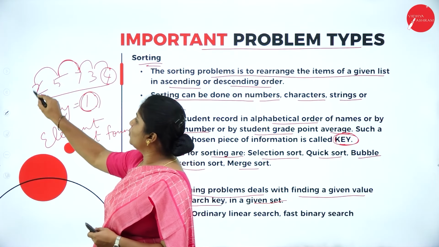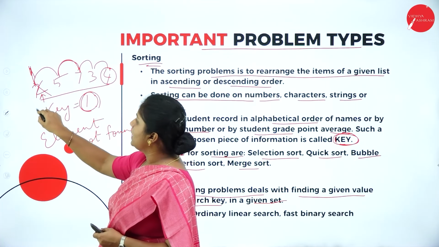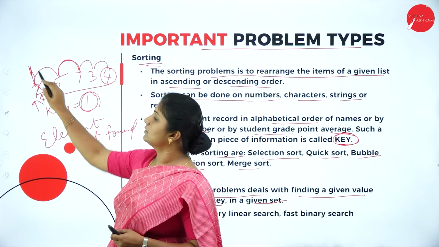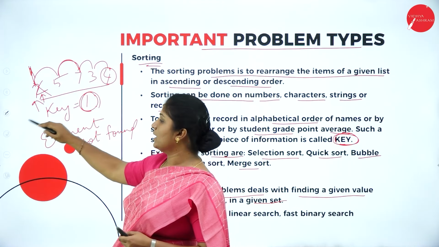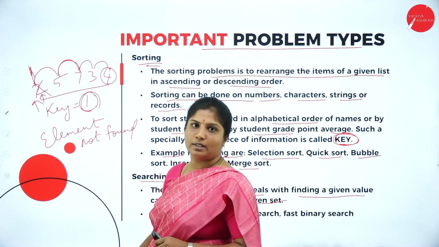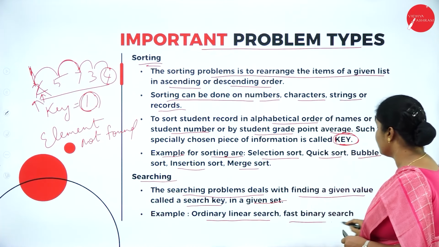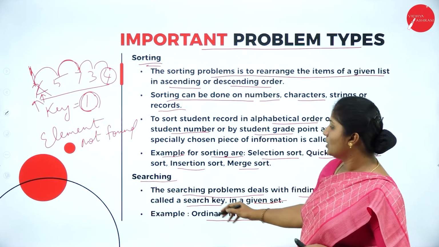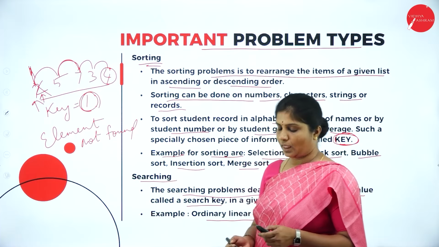If instead of 2, I have entered 1 in the list, initially I will get the 1 in the first position itself. Then it gives the output as element found at index 0. Examples of the searching problem are ordinary linear search and fast binary search.